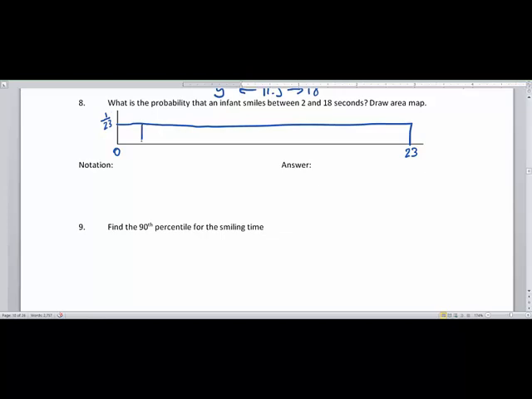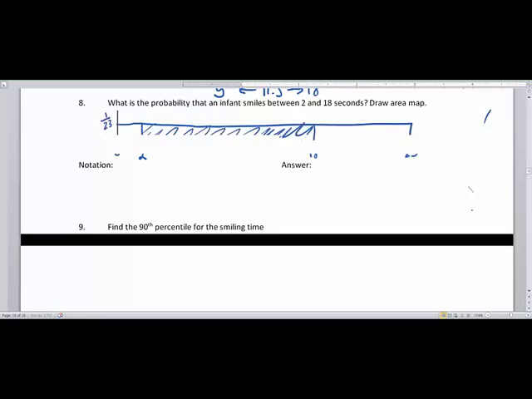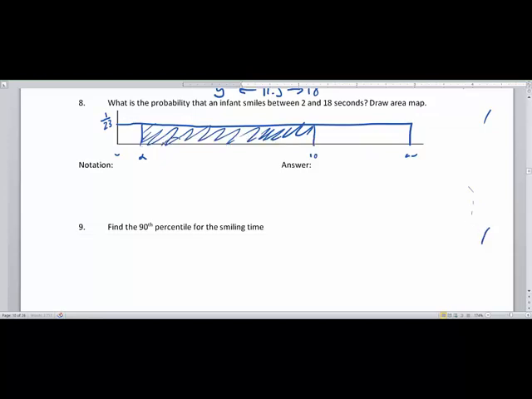Now we want the probability between 2 and 18 seconds. So we want to know, what is the chance of us landing inside of this zone right here, between the 2 and the 18? To find that out, let's do a little work. The probability of x being between the 2 and the 18 is going to be equal to the base times the height of this object.